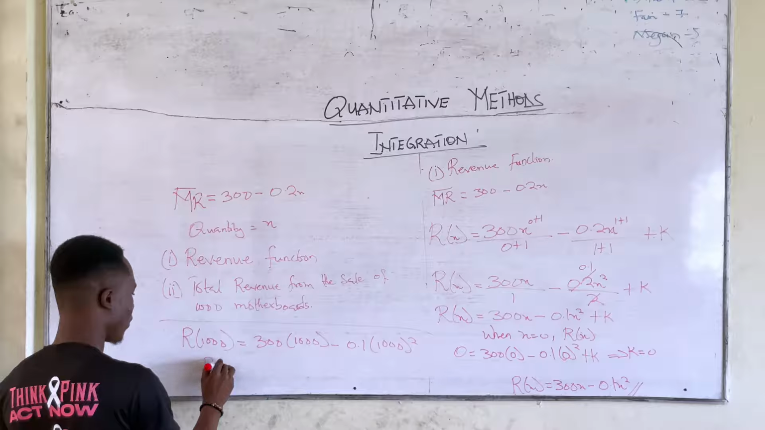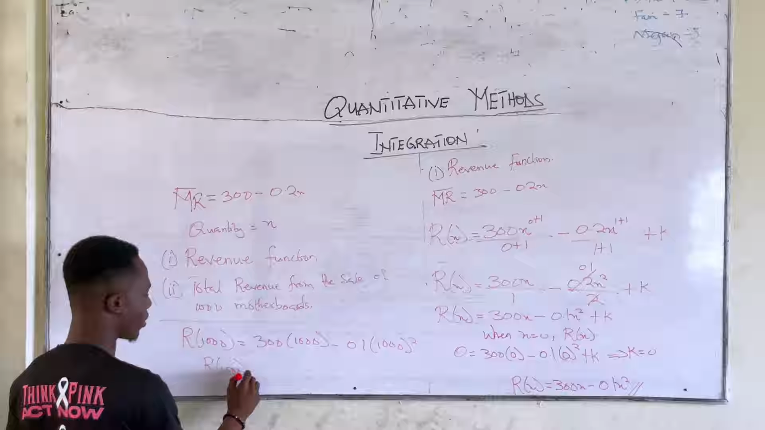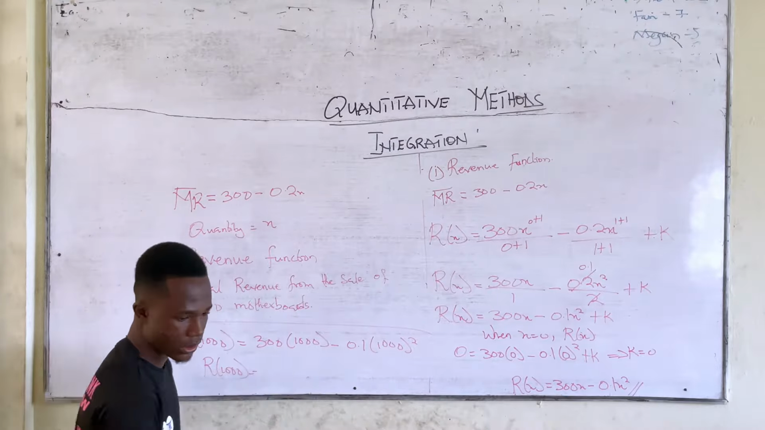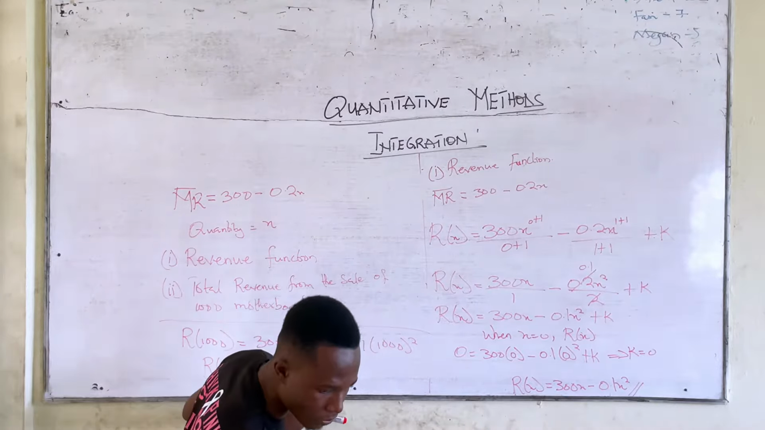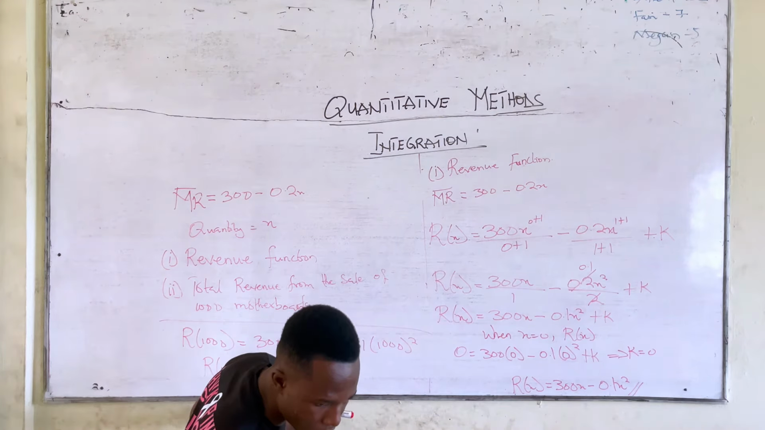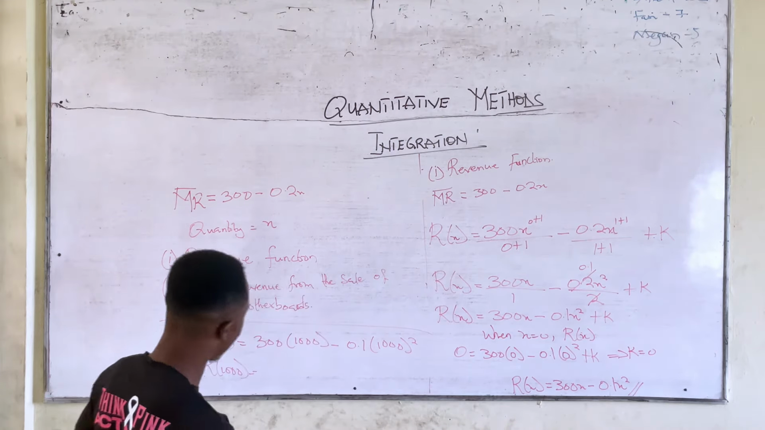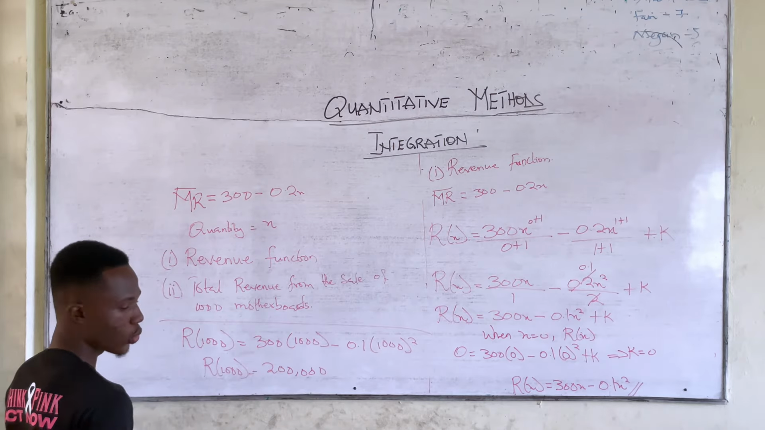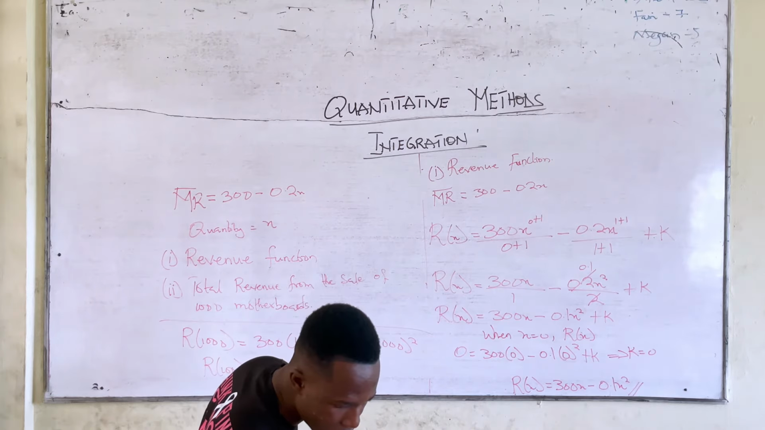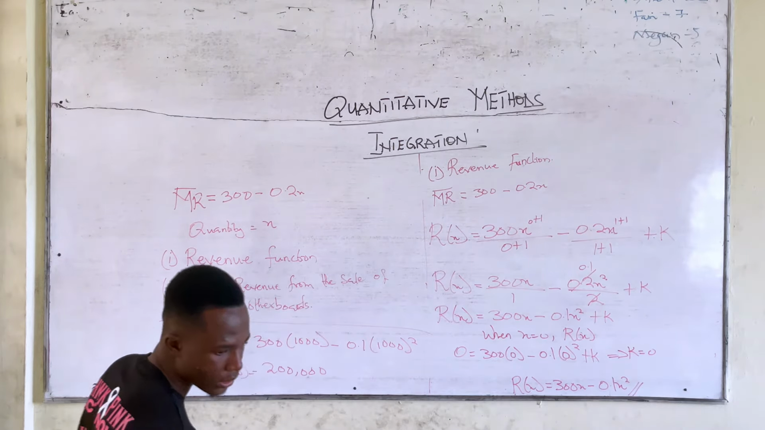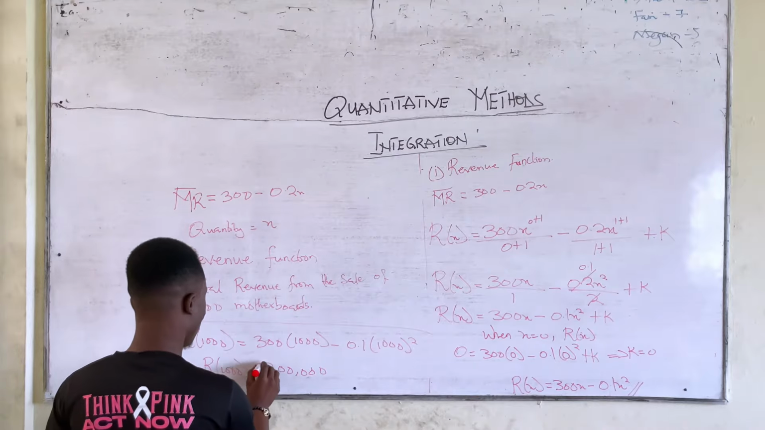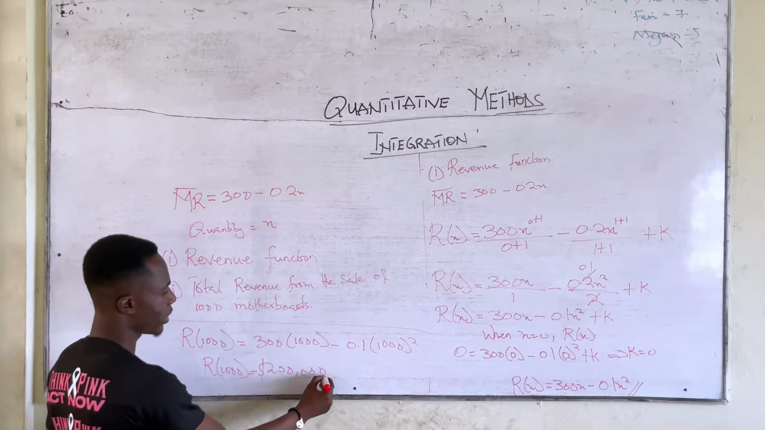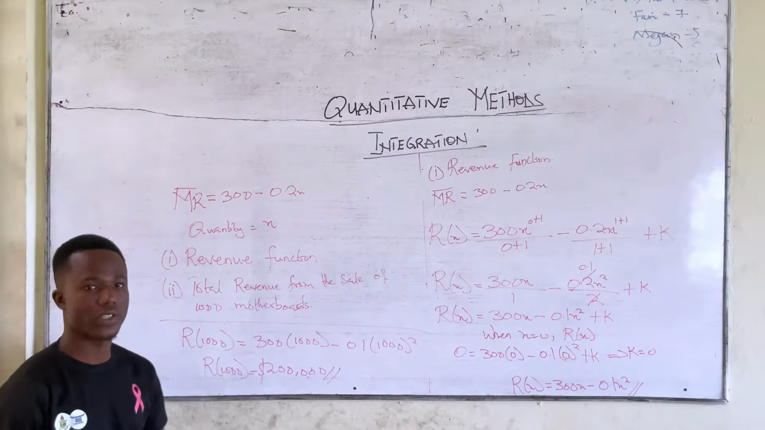So if you make 1,000 sales, you are going to get 300,000 minus this. And if you do these calculations, you are going to get 200,000. So what's the amount in cedis or dollars? So that is dollars, $200,000. Okay. So that is it. This is the total revenue. The total revenue is $200,000.